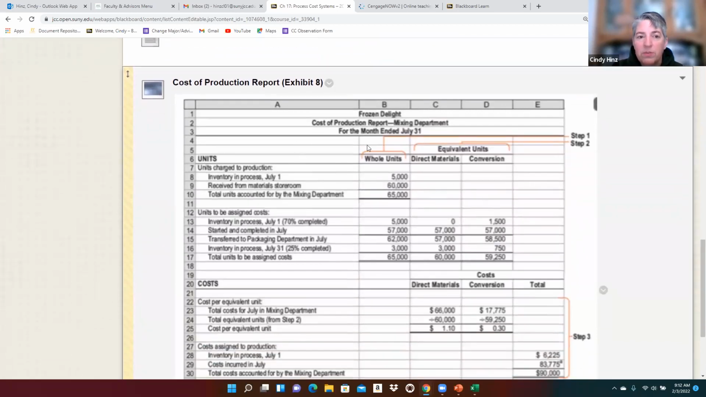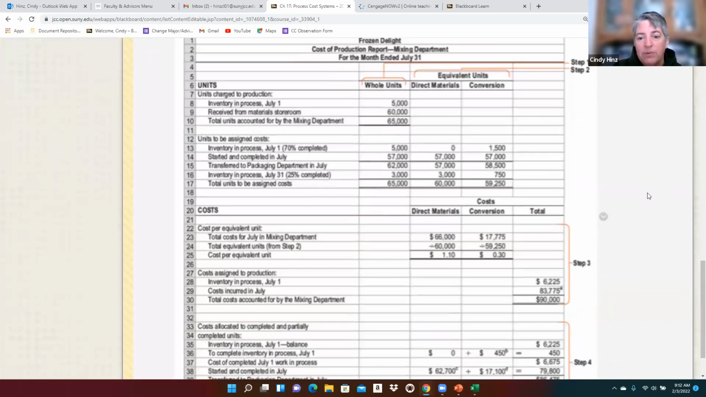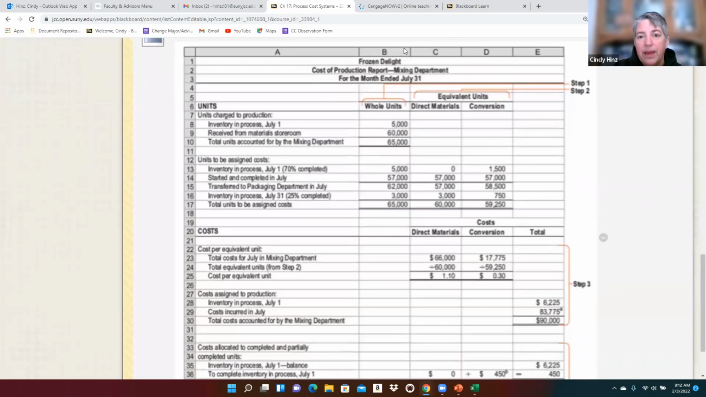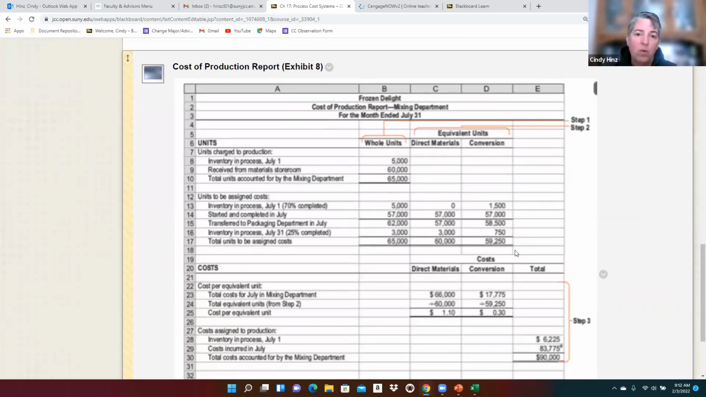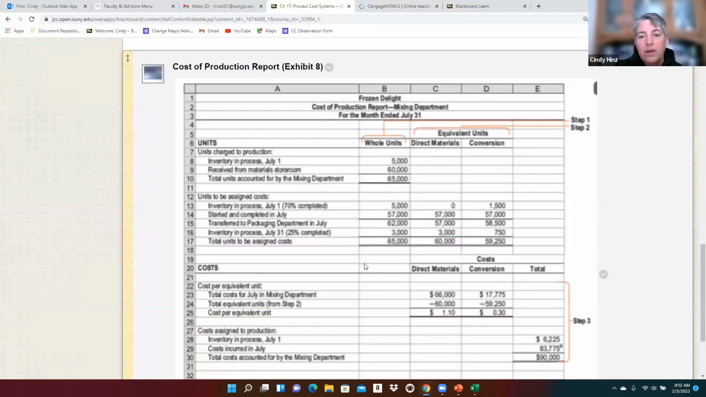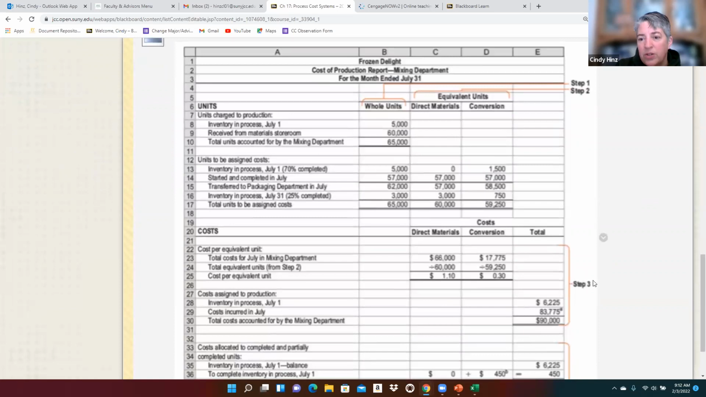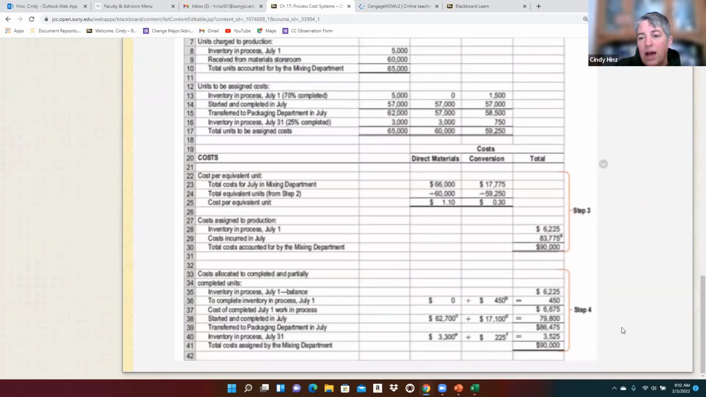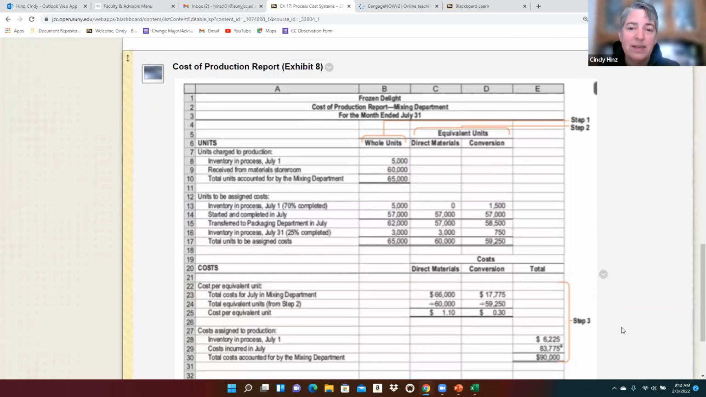resource or reference material is this. It's just a snip from the book, Exhibit 8 from Chapter 17, but this gives you an example of how to use the production report that I have for you right here. So I will refer to this, and you can see that they have things numbered, steps 1, 2, 3, and 4. I will actually use those step numbers as we're working through each of these exercises and problems that we're going to do.